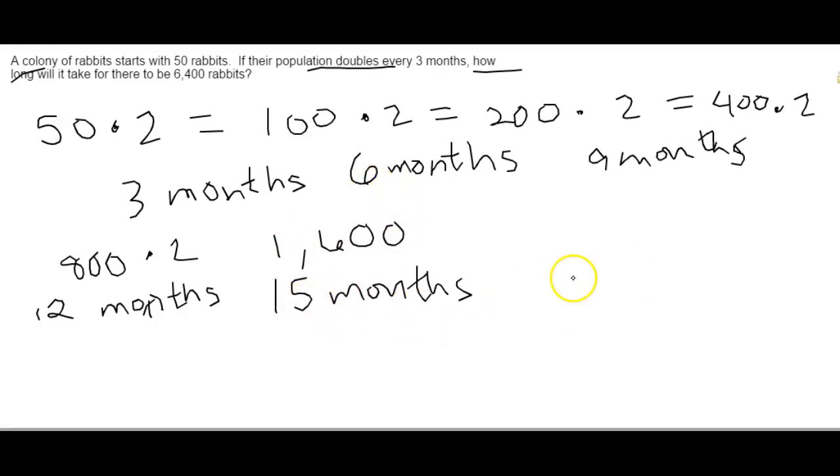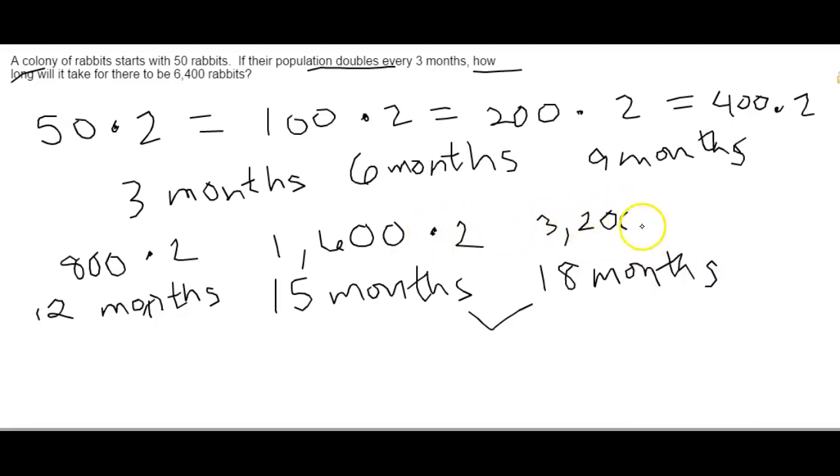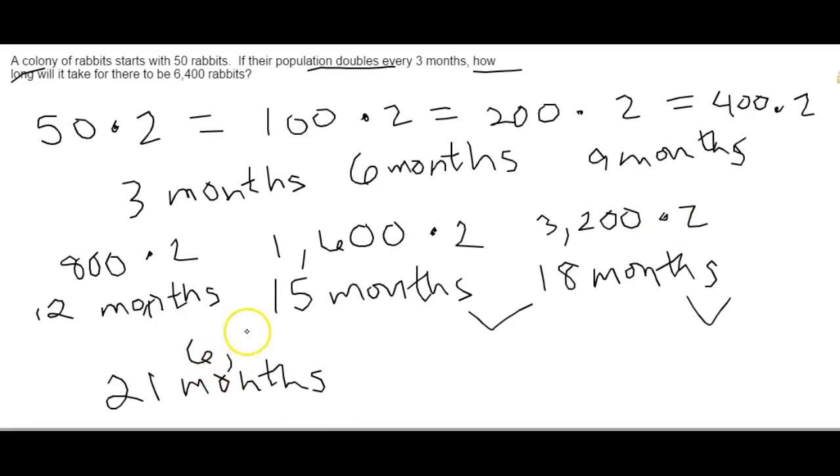We do it again, add 3 more months. We take it up to 18 months, and 1,600 times 2 is 3,200. And then we go up 3 months again. That takes us up to 21 months, and we times by 2 again. That takes us to 6,400 rabbits.